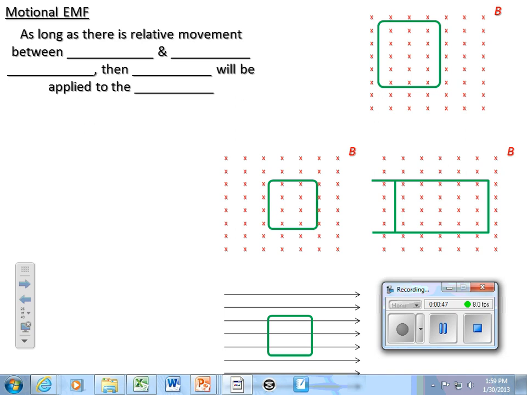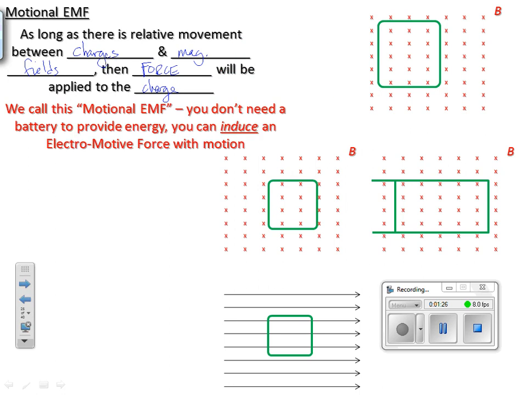But here's the deal. If we were to fill in these blanks, for charges that move, well, it doesn't even have to be charges that move, as long as there's relative motion between charges and magnetic fields, then force will be applied to the charge. What that means is in some cases we can make that charge orient along the direction of a wire. And that can make current. And so we call this motional EMF.